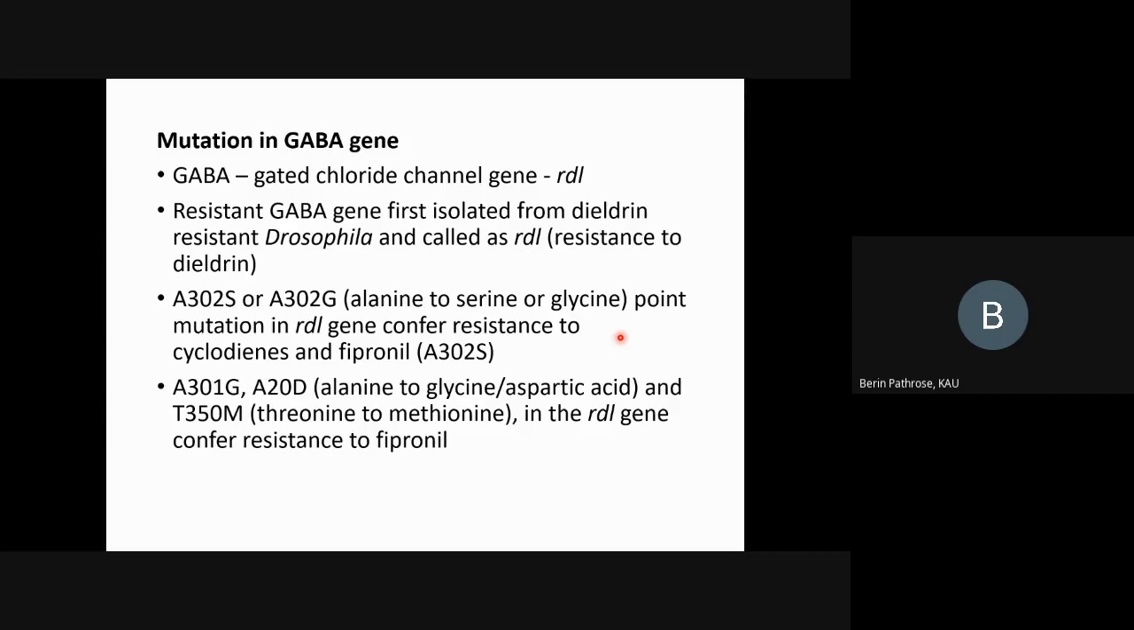And this A302S mutation, that means at the 302 position an alanine to serine point mutation, confers resistance not only to cyclodienes but also to fipronil. So it will lead to what kind of resistance? Multiple resistance or cross resistance? Cross resistance.